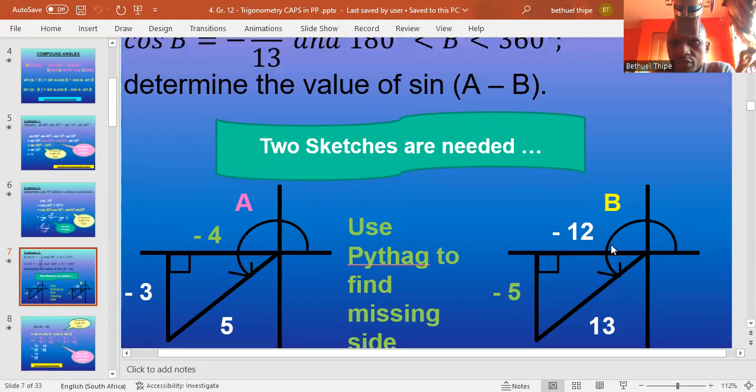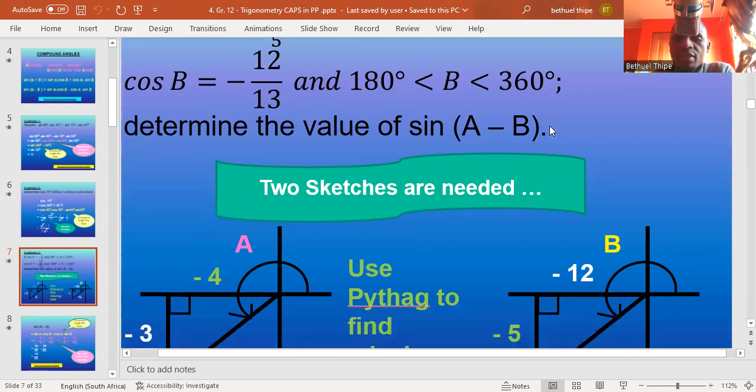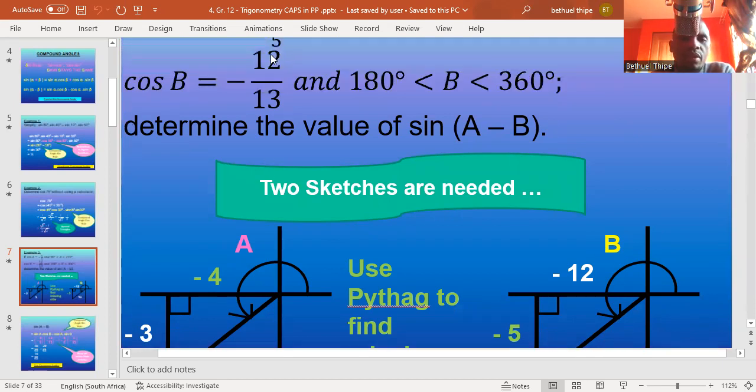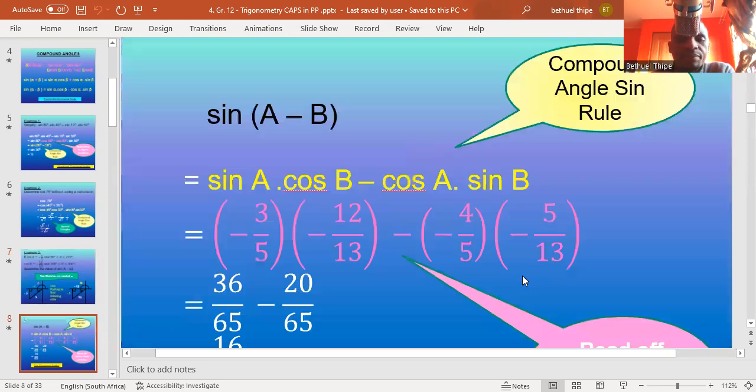So this side, we observe that angle B must be between 180 degrees and 360 degrees. Here's our diagram, it is between 180 and 360, and by definition of cos, we have adjacent over hypotenuse. That's why here we have 13 as our hypotenuse. Here we have minus 12 as the adjacent, and the value for y was missing. We used Pythagoras theorem to calculate minus 5. Having said that, we will proceed.